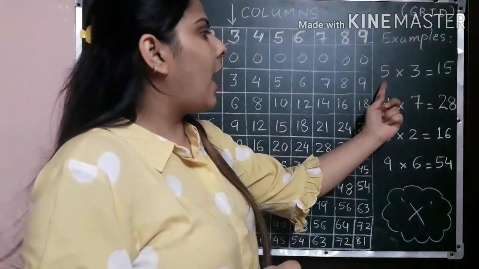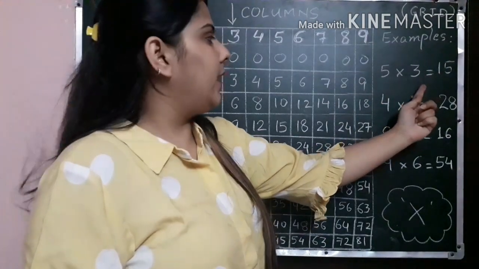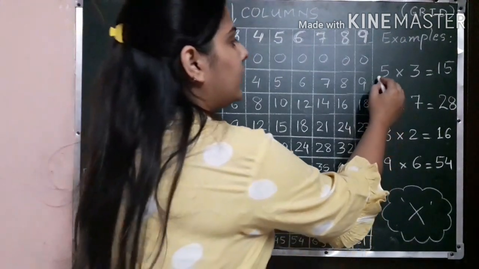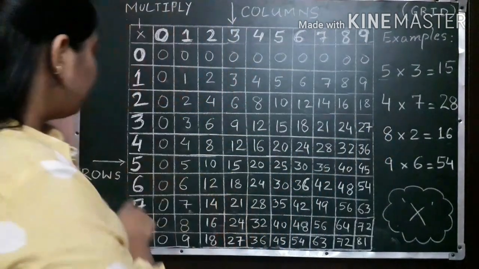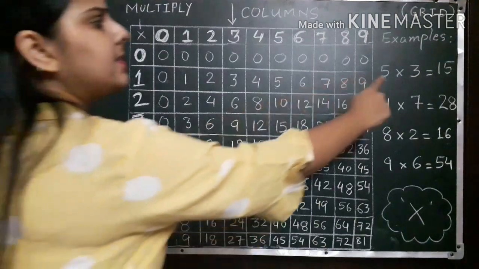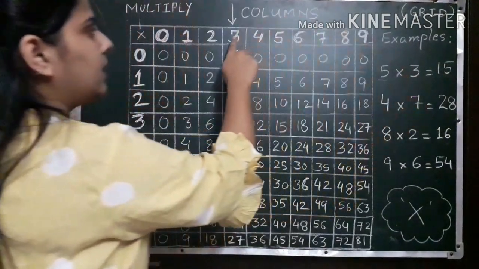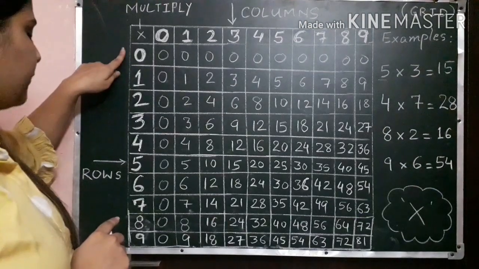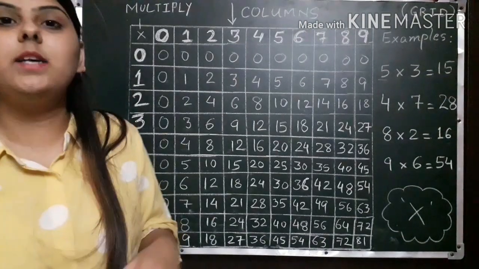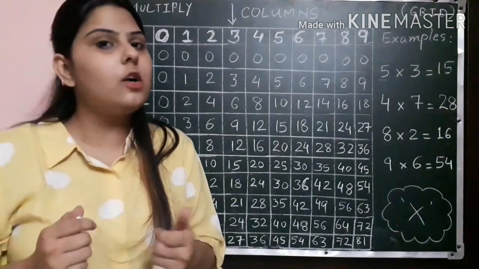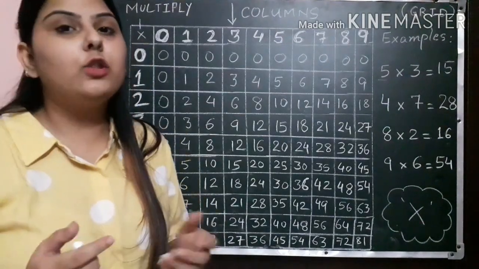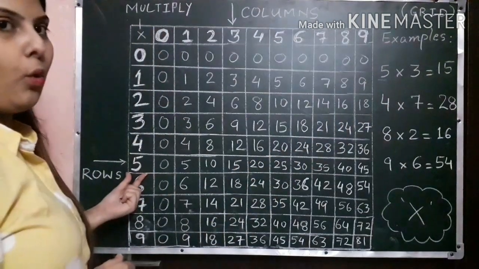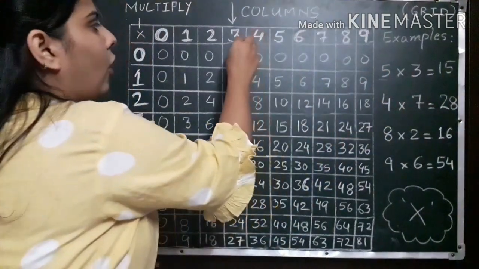That is 5 into 3. That is 3 times 5. So the first number you have to see in a row and the second number you have to see in a column. As you notice here, the numbers from 0 to 9 are darkened in the rows as well as in the columns. So look for those darkened numbers. That is 5 in the row and 3 in the column.